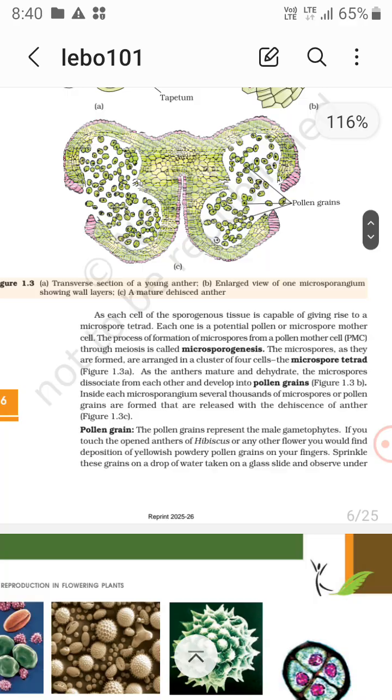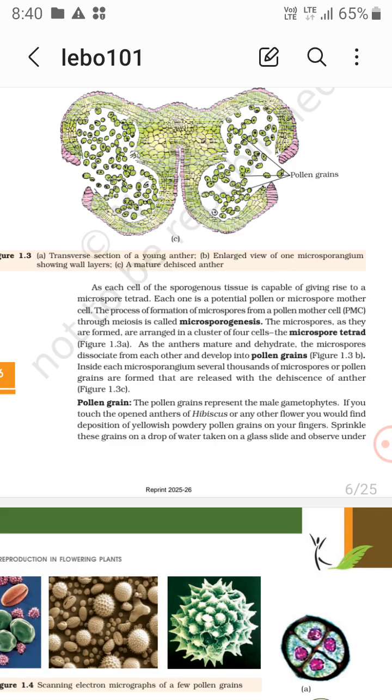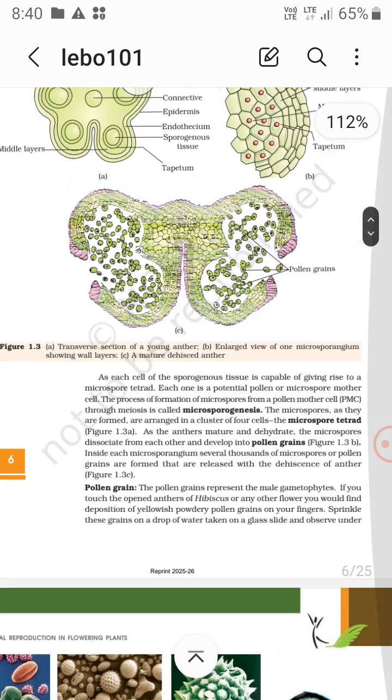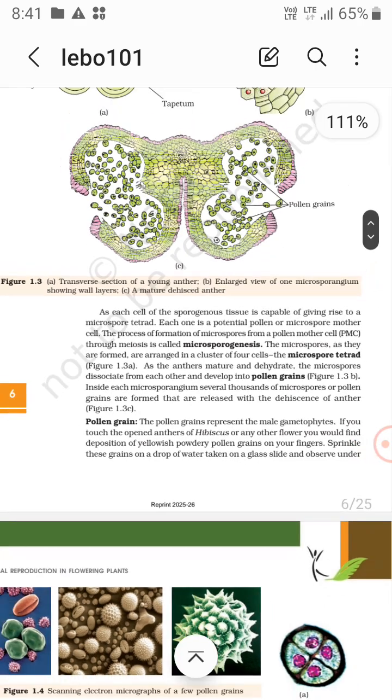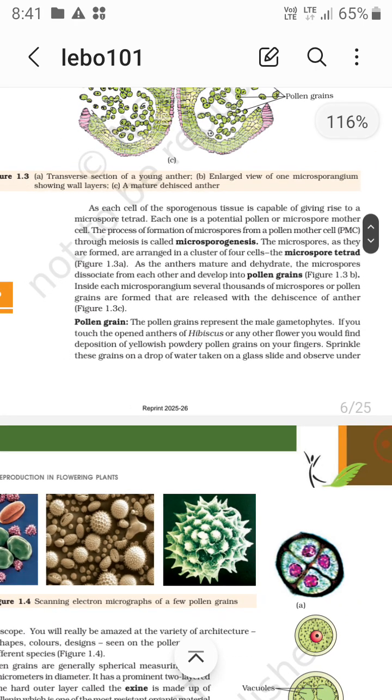As the anther matures and dehydrates, the microspores dissociate from each other and develop into pollen grains. Inside each microsporangium, several thousands of microspores or pollen grains are formed, which are released with the dehiscence of the anther. The pollen grains represent the male gametophytes. The anther has the microsporangia, or pollen sacs, and it produces the pollen grains.